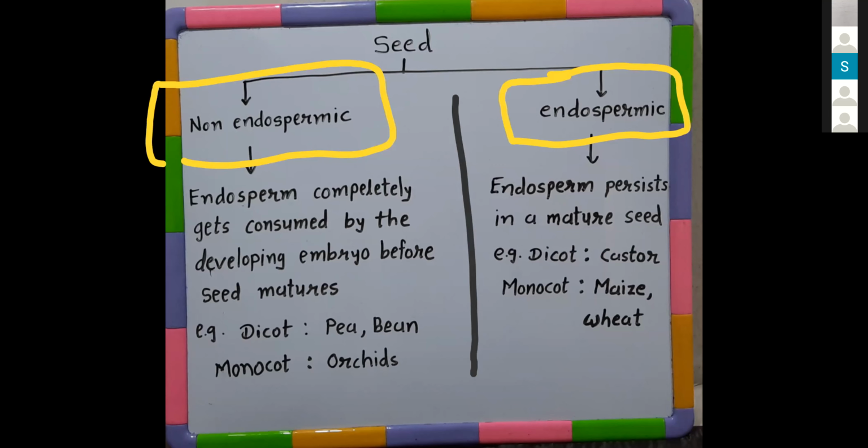Very few dicots have endospermic seeds. One exceptional such case is castor. Most of the monocot plants have endospermic seeds, like maize, wheat, rice, jowar, barley, etc. So these are the two types of seeds based on the endosperm availability in a mature seed.